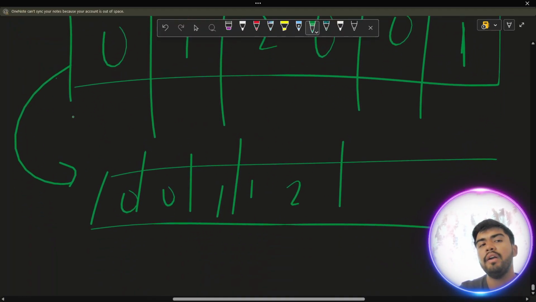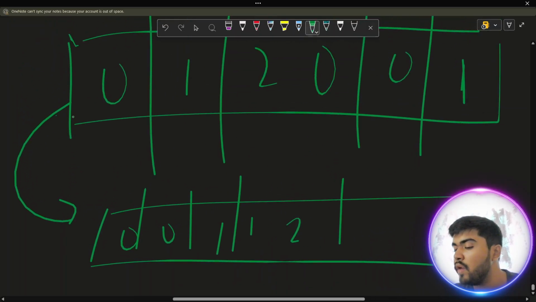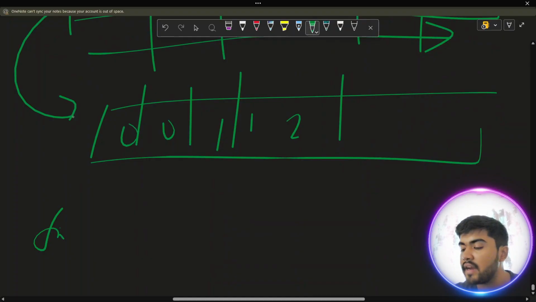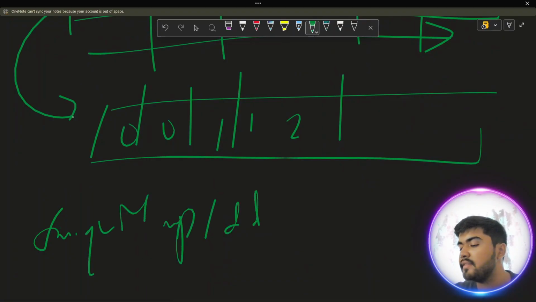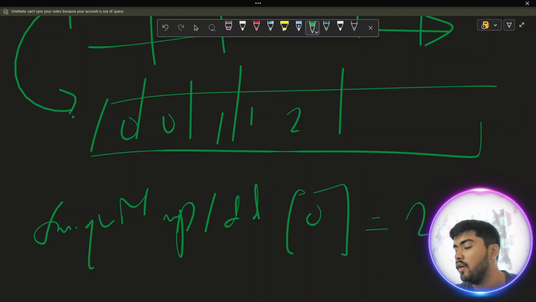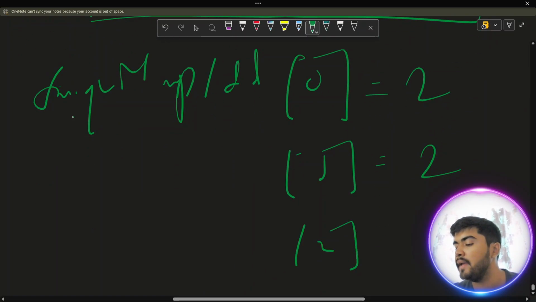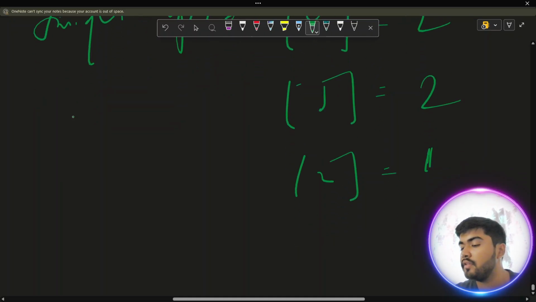So what we can do is a single pass and store how many times each value occurred. We will start with a frequency map or a default dictionary to store how many times 0 has occurred. Let's suppose 0 has occurred 2 times. Then 1 has occurred how many times? 1 has occurred 2 times, and 2 has occurred how many times? 1 time. That is the first loop, that is Big O of n.